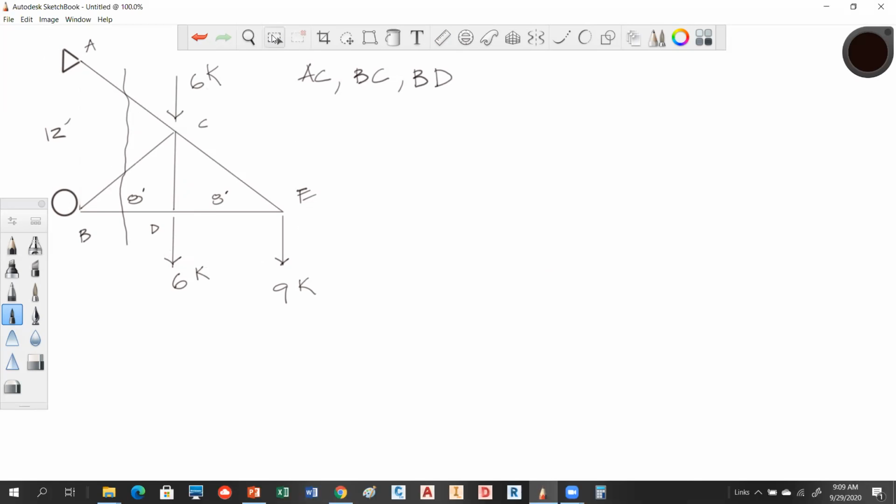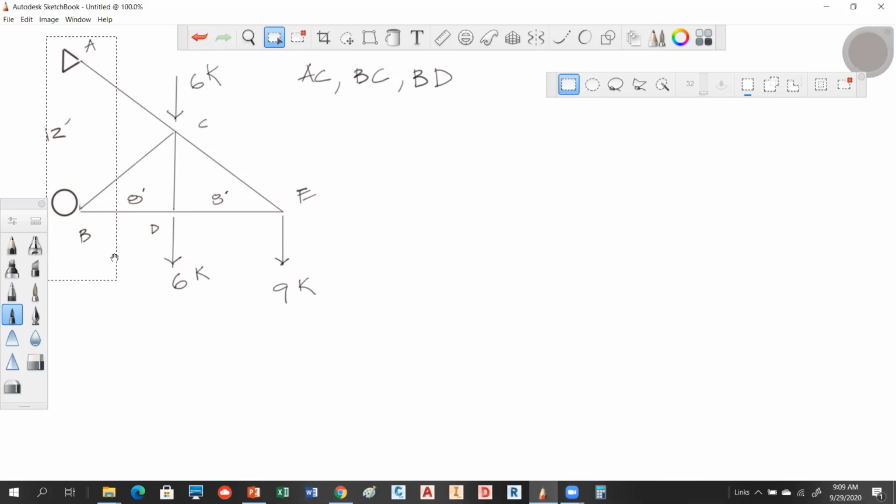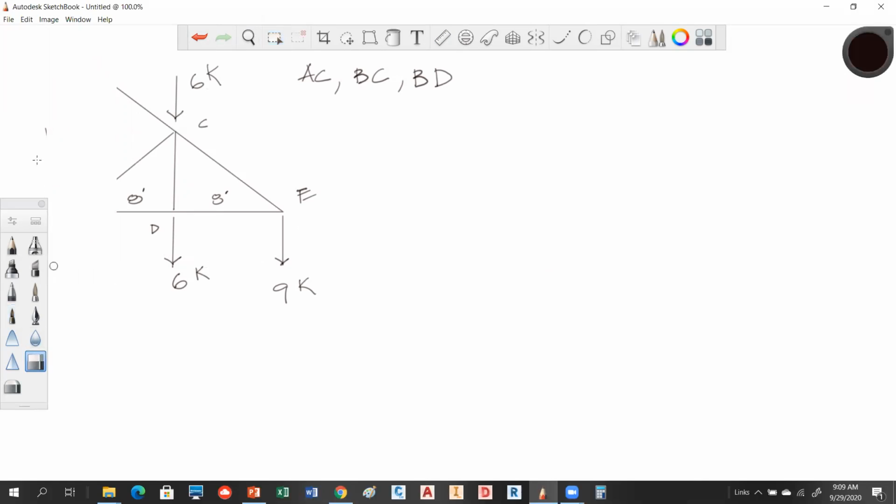Let me do this. Maybe you'll be able to see this a little bit cleaner. Let me undo this. I'm going to put in a nice section cut tool. I like my little section cut tool. There we go. All right. There's my section. Do you notice the reactions are gone? Everybody see that? Yeah. We don't even have to solve reactions.